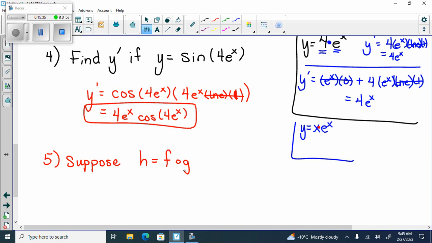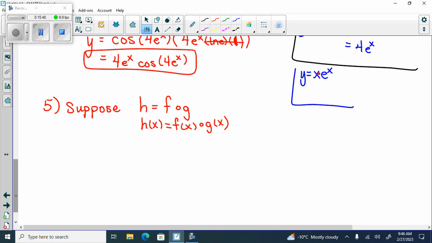Now people don't like it because it doesn't have x's. So, sure, let's put it in. h of x equals f of x open dot g of x. That's it. How else could we rewrite this? Because I don't like it that way. f of g of x.